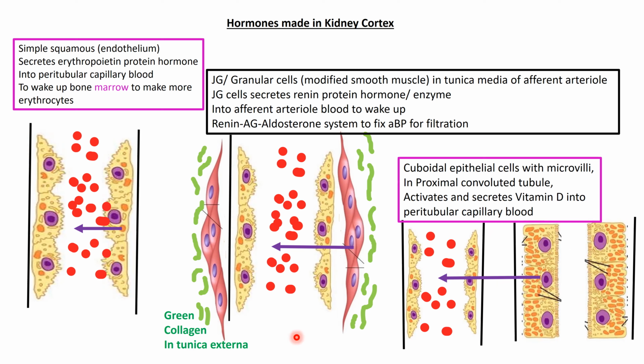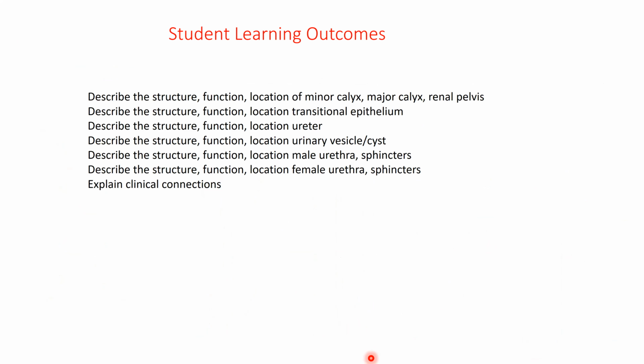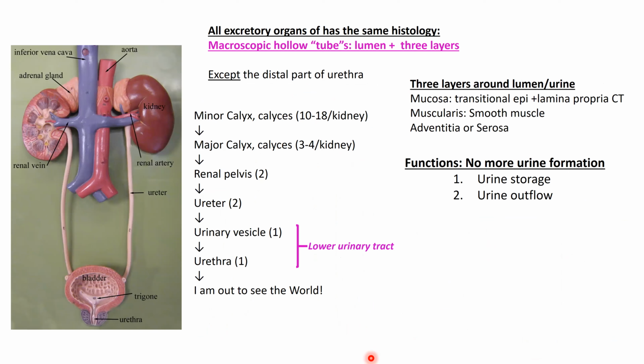So I hope that you understand what I was trying to teach you, that the two epitheliums that are facing each other exchange from urine to blood or blood to urine. These are the objectives, and now we're going to turn our attention to the actual macroscopic tubes.